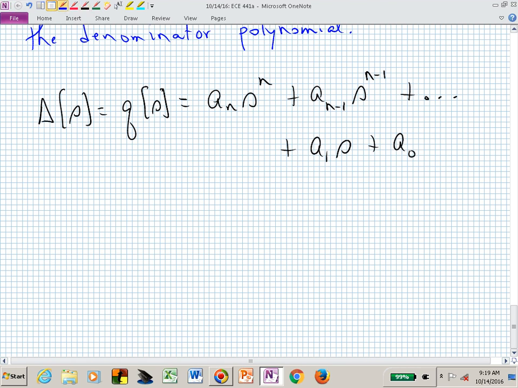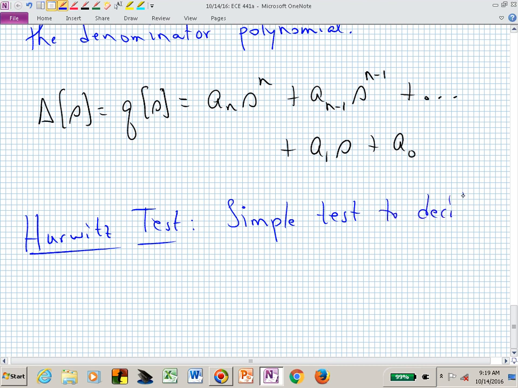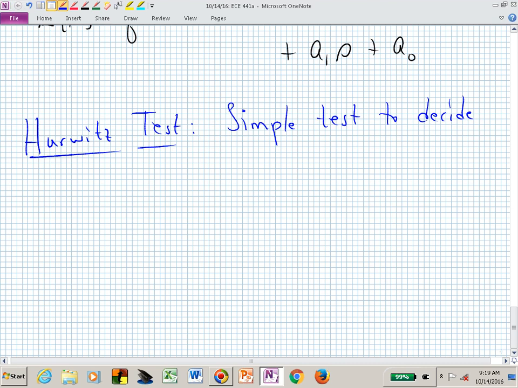The first piece of the Routh-Hurwitz test is the Hurwitz test, and that's the simple one. But just be clear that this is a necessary test and not sufficient unless we're dealing with a second-order polynomial. But right now, in general, the Hurwitz test is a simple test that will tell us if our system is unstable. Simple test to decide if the system, or if the polynomial, if we're talking about a polynomial, has any root in the right half plane.